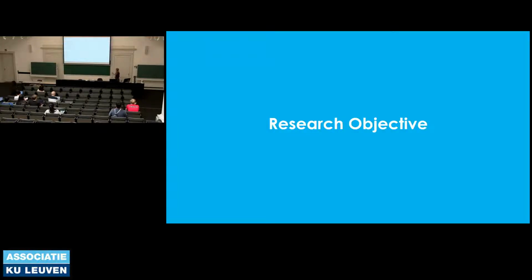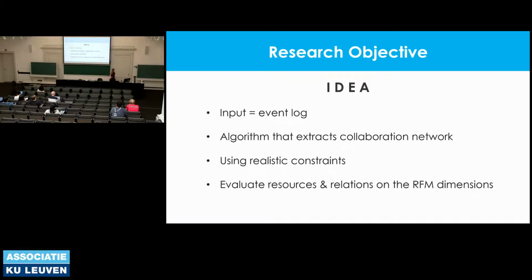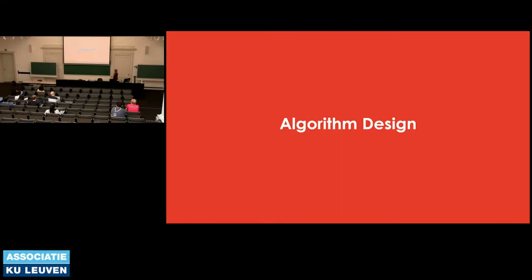Okay, so let's get into what I exactly did. My research objective starts with an event log structure, as you've seen. And the idea is I wanted to build an algorithm that could extract this collaboration network from this data using some realistic constraints like timing and granularity, and evaluate these on the RFM dimensions. And I will get into the algorithm design.